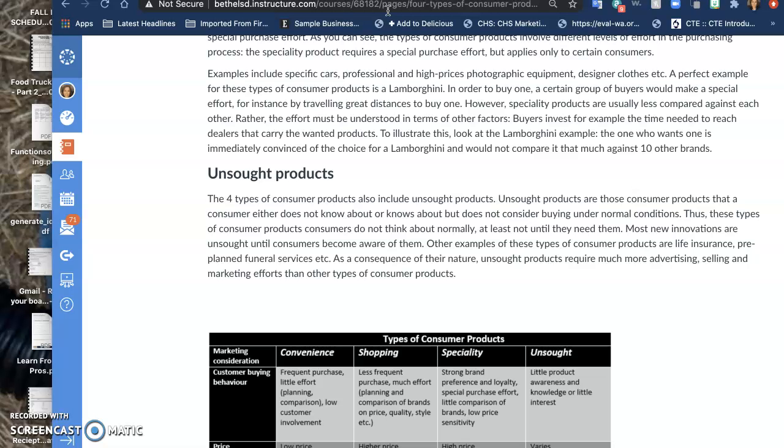Most new innovations are unsought until consumers become aware of them. Examples are life insurance, pre-planned funeral services, etc. As a consequence of their nature, unsought products require much more advertising, selling, and marketing efforts.